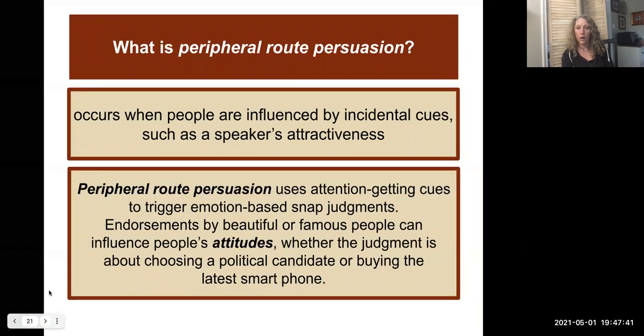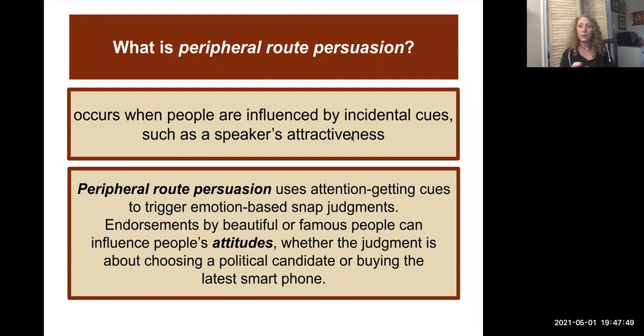Okay. So the peripheral route of persuasion is when people are influenced by incidental cues, such as a speaker's attractiveness. Think of the word peripheral, it means on the outside. So you're not being persuaded based on factual, direct information about whatever the topic is that you're going to develop an attitude about.